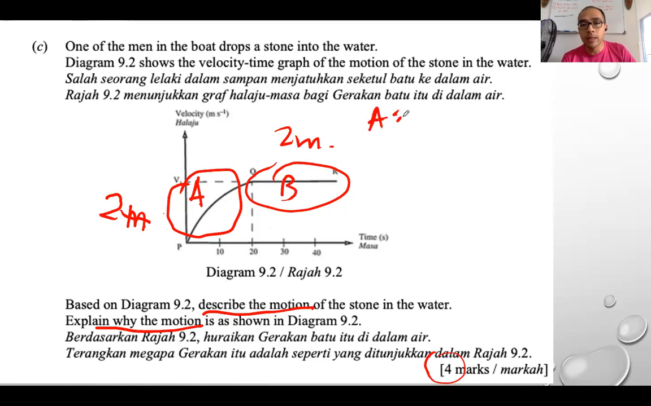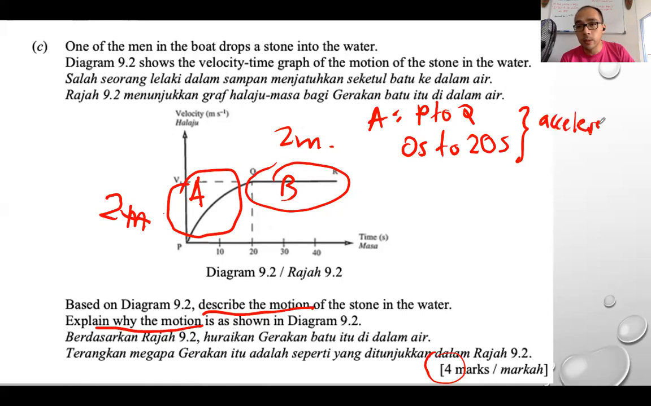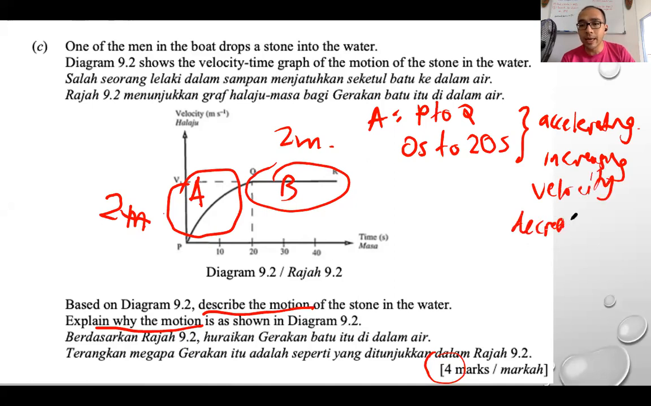So section A, the motion is ada banyak jawapan lah, but I want to see from P to Q, or from 0 seconds to 20 seconds. If I don't see this, the entire thing is wrong. Okay, from P to Q, you can either say that it is accelerating, or increasing velocity, or decreasing acceleration.